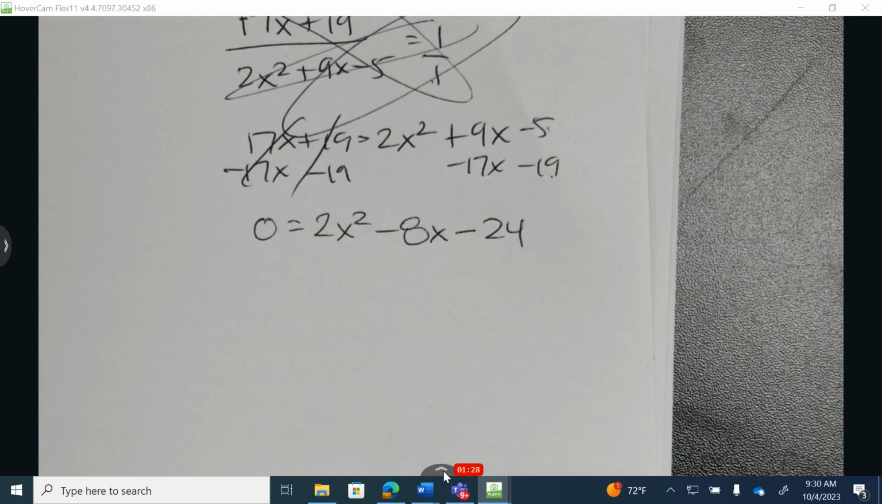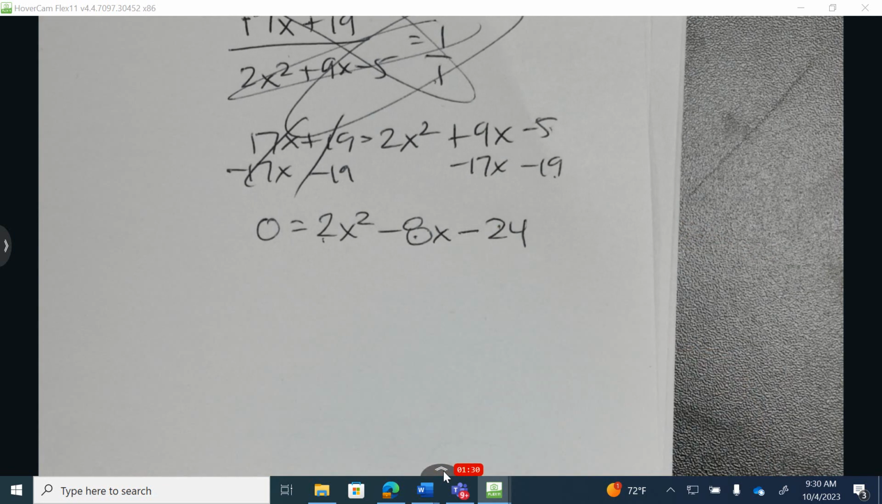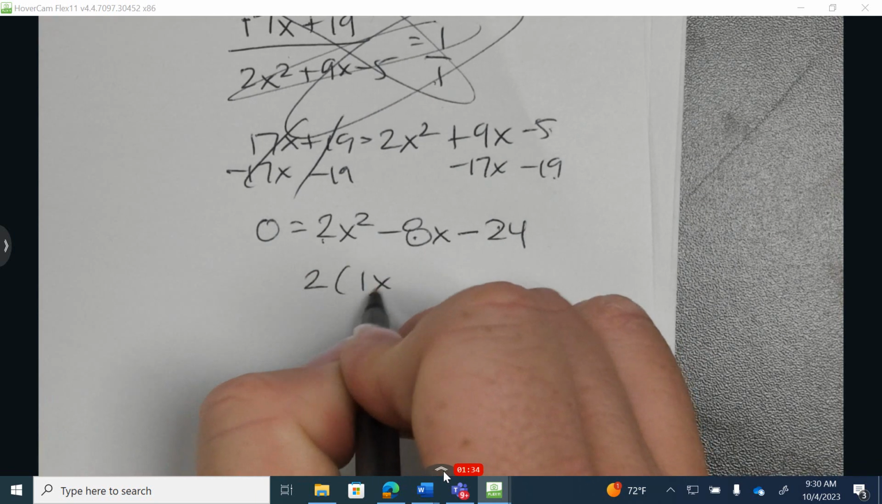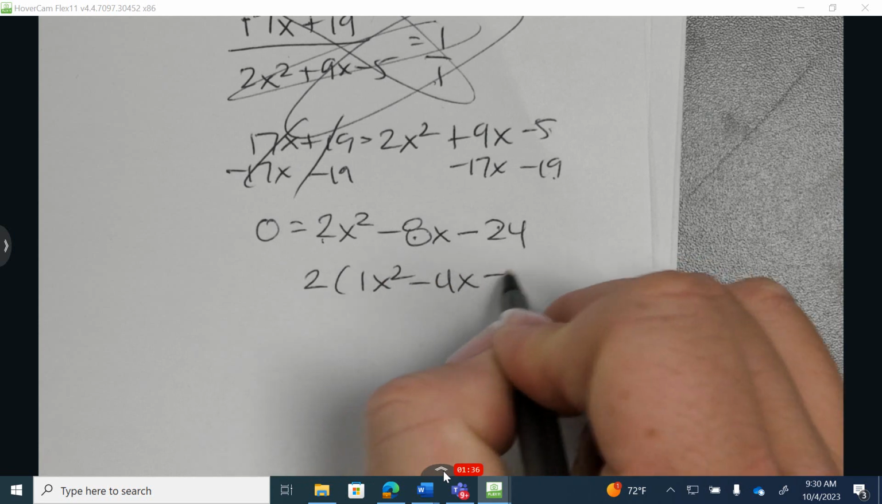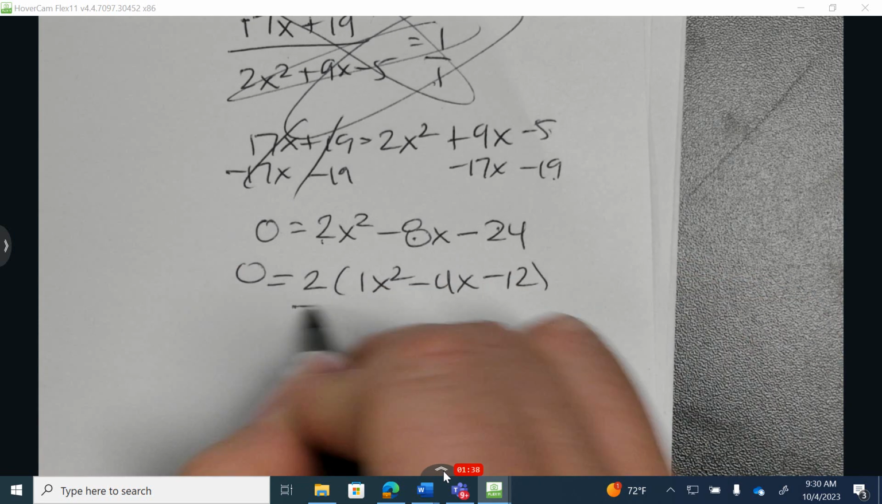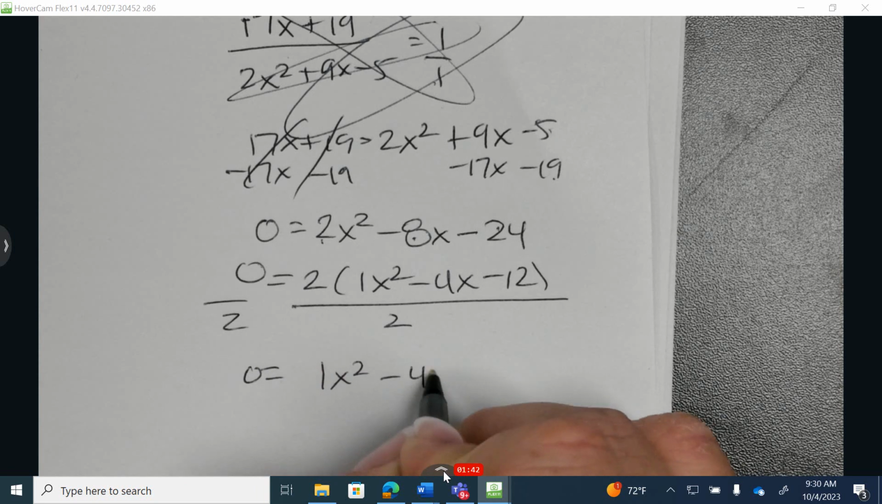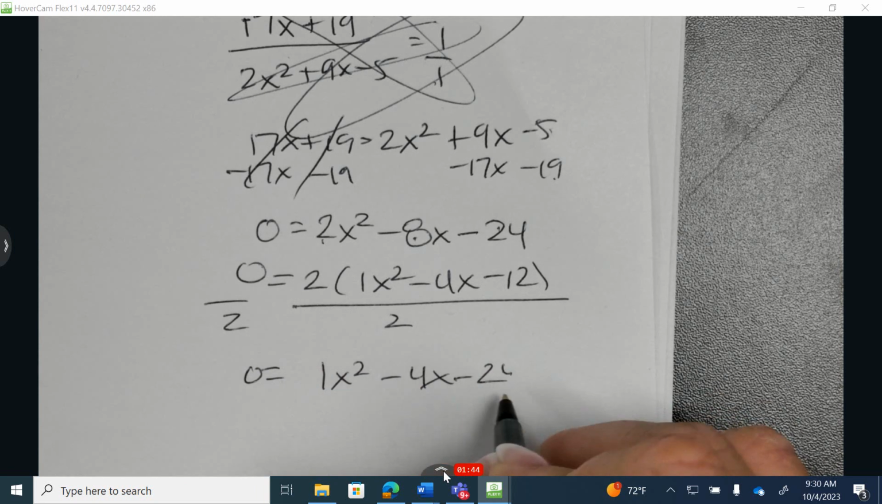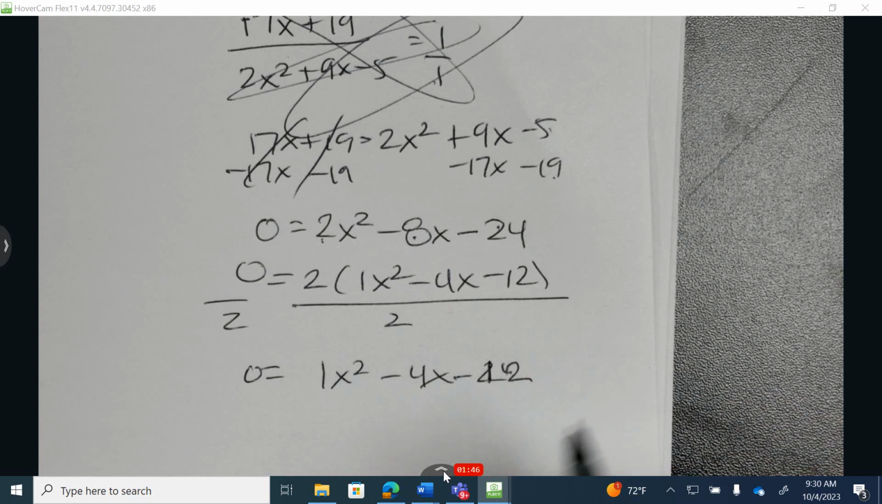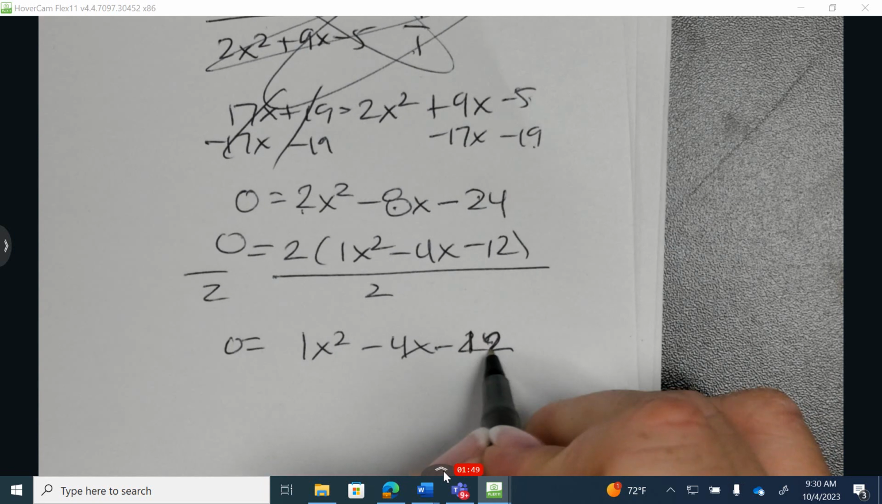Now I recognize each one of those numbers or coefficients in the trinomial is divisible by 2. And I'm going to divide both sides by 2 to get 0 equals this trinomial. Oops, that's going to be a 12, sorry. Okay, this looks like it may be factorable.